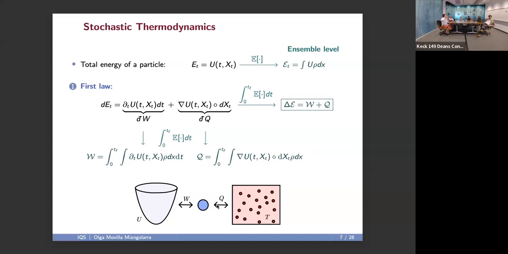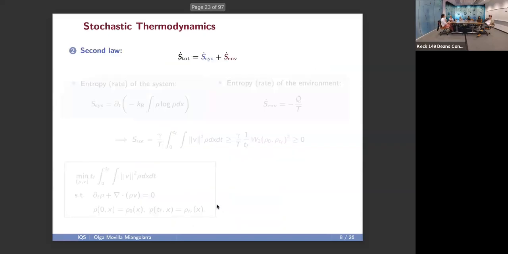So now that we've seen how the first law is built into this framework of stochastic thermodynamics, let me try to derive the second law. The second law simply states, again, that the entropy of an isolated system can never decrease. In our case, our isolated system is the combined system of particles and environment, so we really have to take both into account.